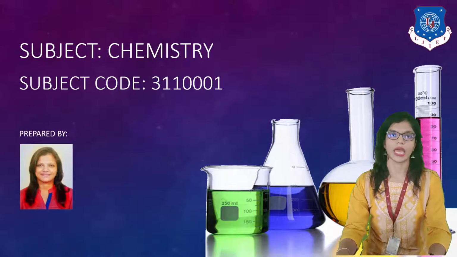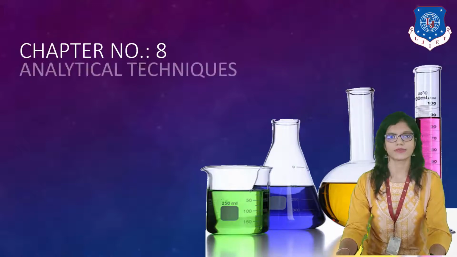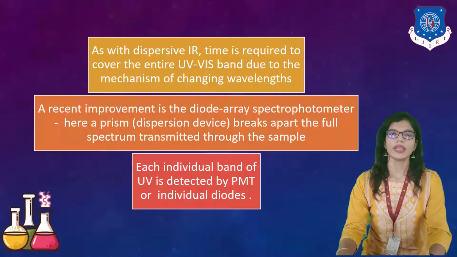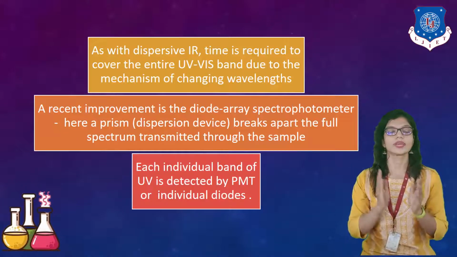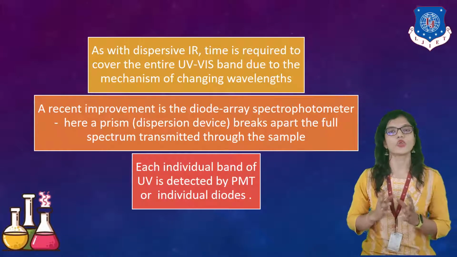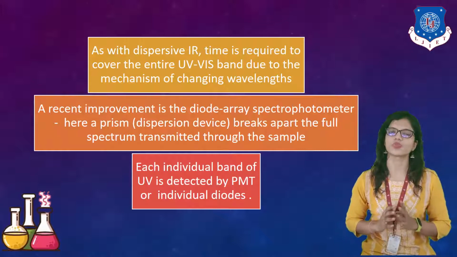The subject code is 3110001. In our previous sessions of chemistry, we have started certain techniques of chapter number 8, which is Analytical Techniques. In Analytical Techniques, we have observed until now what the electroanalytical methods are and what you understand by spectroscopic methods. Along with it, we have already seen the UV visible spectroscopy's instrumentation part.